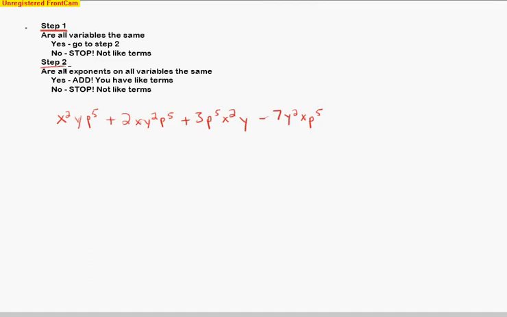If all the variables are the same, you go to step 2. And then you ask, are all exponents on all variables the same? If they are, you can add them. They're like terms, or subtract them. If they're not, you can't add them.